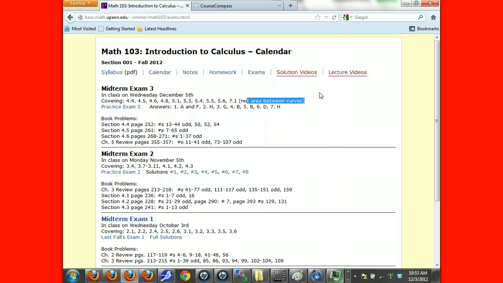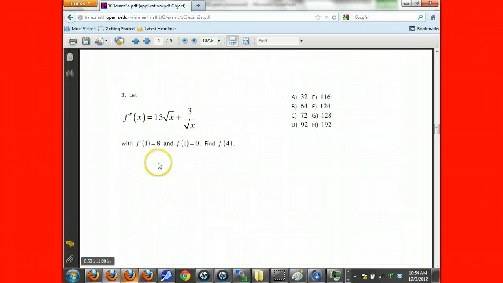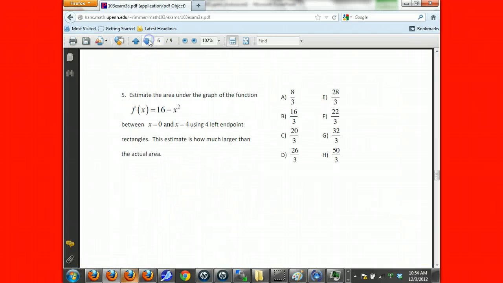Oh yeah, and the one that they said there might be a mistake on, is it true? It was the 4 endpoint rectangle one. Number 5. I said it's B, but apparently it's F. So I'm going to change the website to say that 5 is F. I can't do it right now, but I'll do it.